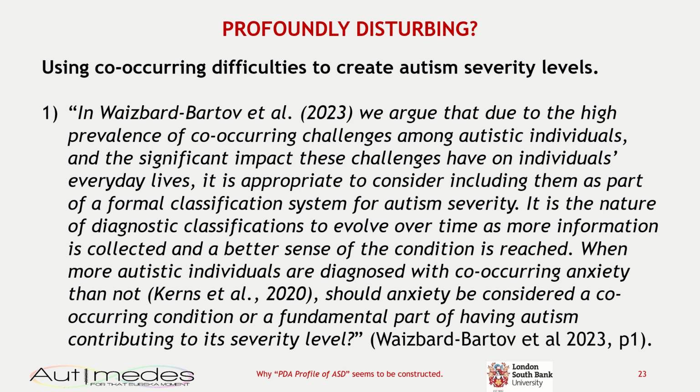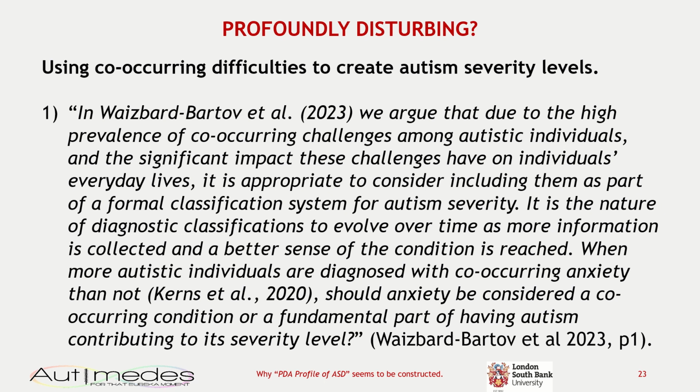In Wasserbarth et al. 2023, we argue that due to the high prevalence of co-occurring challenges among autistic individuals and the significant impact these challenges have on individuals' everyday lives, it is appropriate to consider including them as part of a formal classification system for autism severity. It is the nature of diagnostic classifications to evolve over time as more information is collected and a better sense of the condition is reached. When more autistic individuals are diagnosed with co-occurring anxiety than not, should anxiety be considered a co-occurring condition or a fundamental part of having autism contributing to its severity level? Question. That's from page 1 of Wasserbarth et al. 2023b.